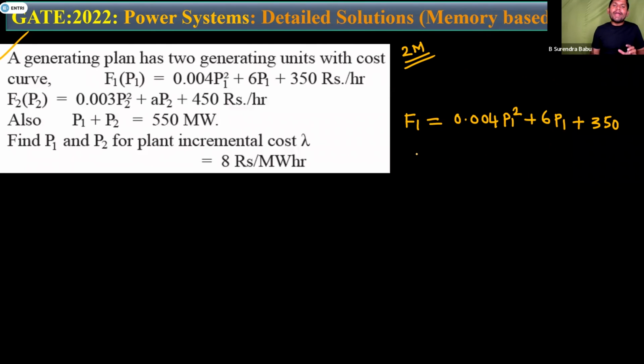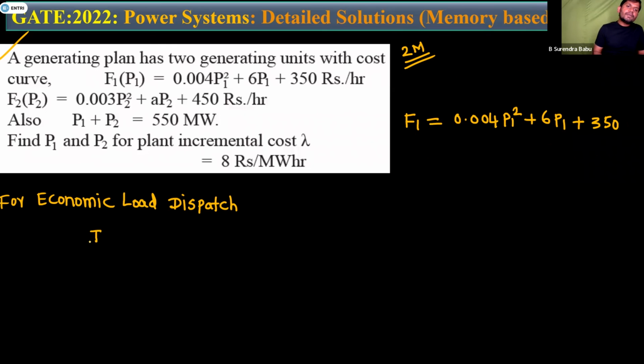But I want to find this for economic load dispatch. What are the conditions, students? For economic load dispatch, or to reduce the fuel cost, the incremental costs should be equal, that is IC1, IC2 and so on up to ICN. If there are n plants, here 2 plants, IC1 equals IC2 equals lambda. That is the Lagrangian multiplier. Lambda value is given as 8 rupees per megawatt hour.